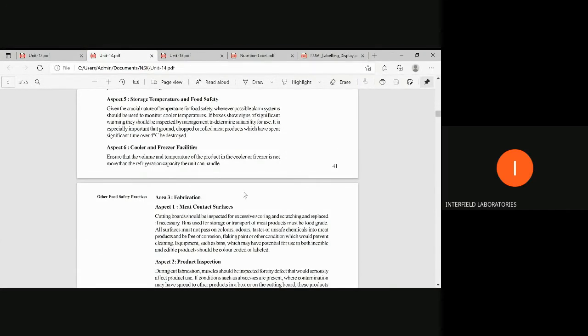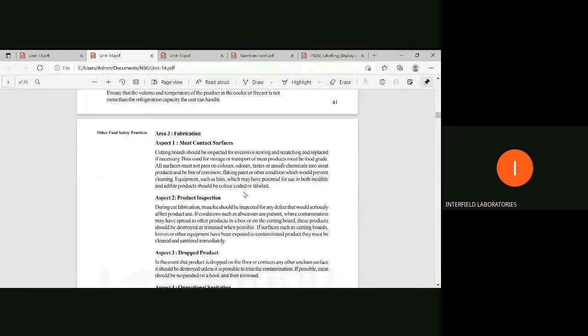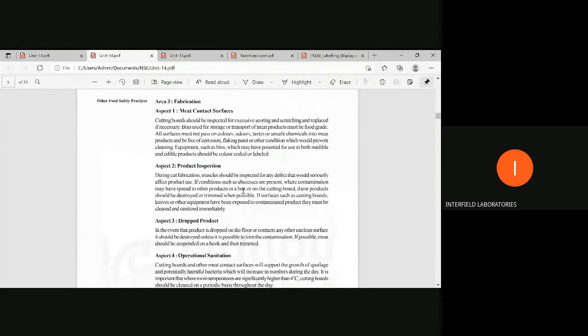Now the third area is fabrication. The third key area in a meat retail organization is fabrication. The cutting boards should be inspected for excessive scoring and scratching, and should be replaced if necessary. Bins used for storage or transport must be of food grade. All the surfaces must be free of corrosion, flaking paint or other condition which would prevent cleaning.